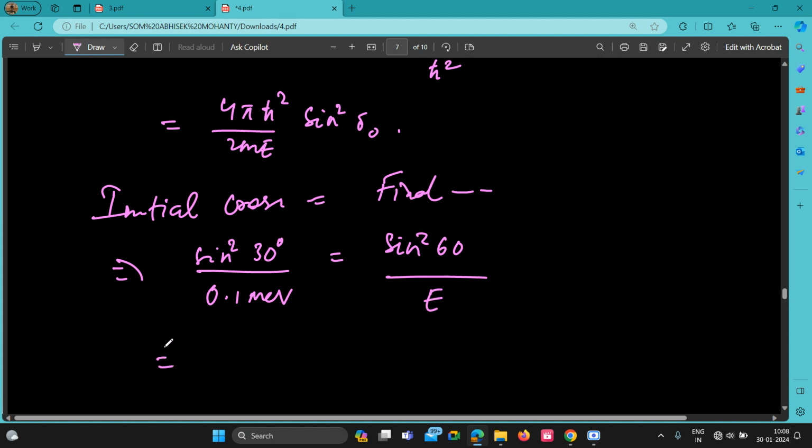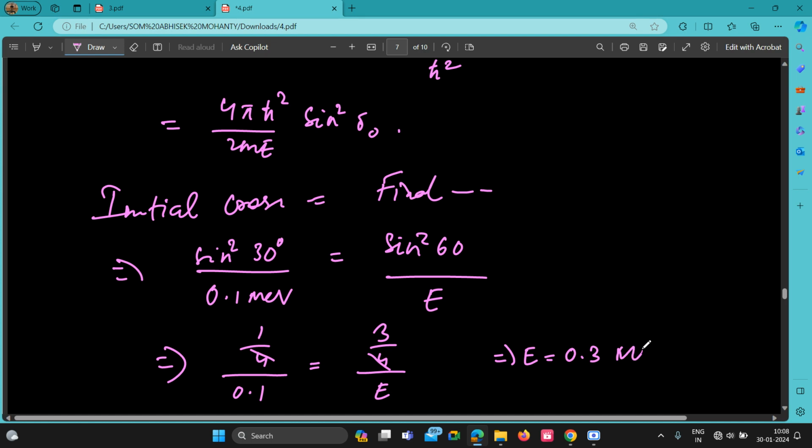So this is what we have to do. Sine square 30 is 1 by 4, divided by 0.1, is equal to 3 by 4 divided by E. The 4 got cancelled. So E is equal to 0.3 mega electron volt. That's the answer.